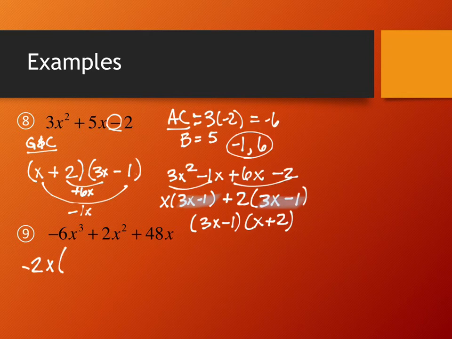So if I take negative 6x cubed and divide it by negative 2x, what am I left with? 3x squared. The 2x squared in the middle leaves me with a negative x. Sorry, that was 3x squared, negative x. And at the end, I had 48x, so my sign will change as well. The 48 becomes a 24, and I'm done.